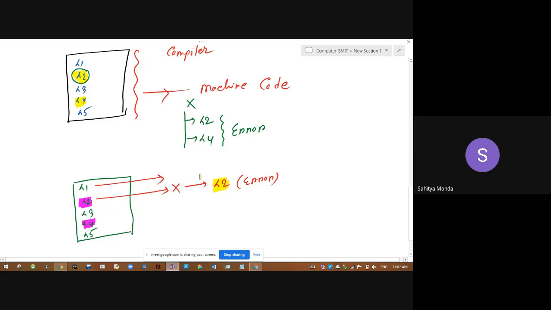Again, I am repeating: the compiler takes the whole code and tries to convert it to machine code. If there is some glitch present, what will happen? It will report all the glitches: line number 2 has some problem, line number 4 has some problem. But in case of the interpreter, it will do the interpretation line by line. If any line has some problem, the interpretation process will be stuck on that line, and it will not go further until you remove that glitch. Understood? Sir, I had a question, sir.